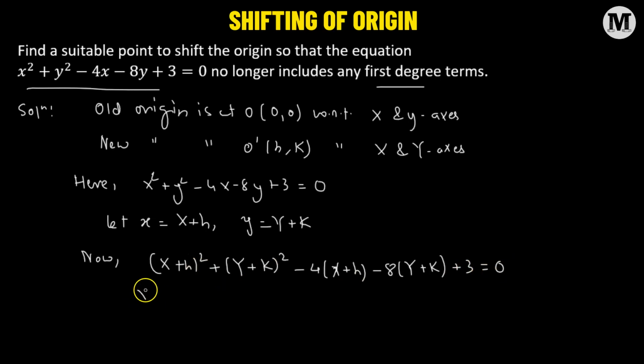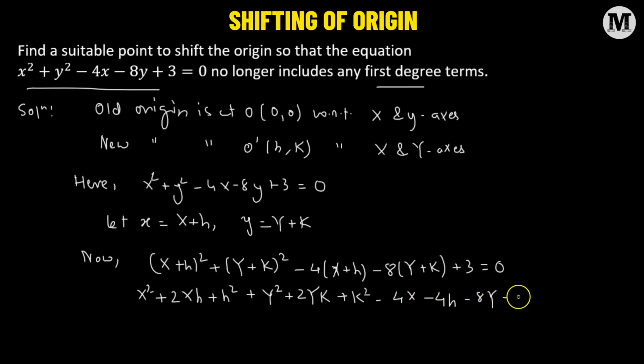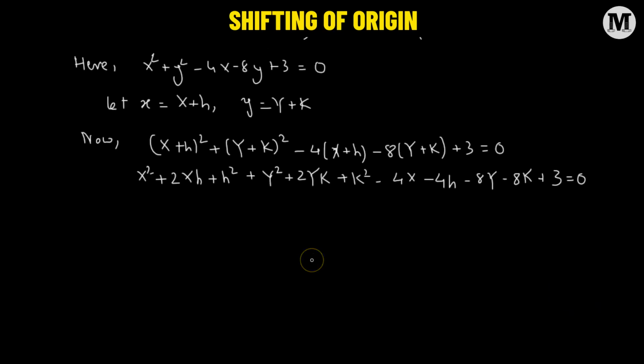Let's simplify it. Now we're going to get x squared plus 2xh plus h squared plus y squared plus 2yk plus k squared minus 4x minus 4h minus 8y minus 8k plus 3 equals 0. Fine. Now we'll combine some terms. Here we have x squared plus y squared. Now we combine the terms containing x. If we take x as the common factor, from 2xh we are left with 2h, and from negative 4x we are left with negative 4.